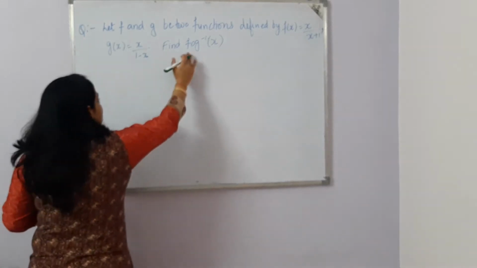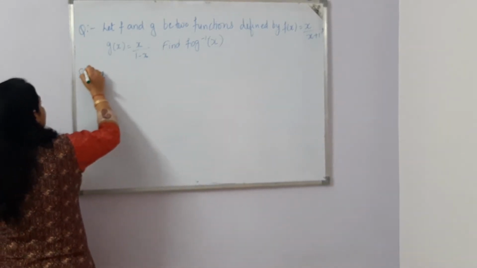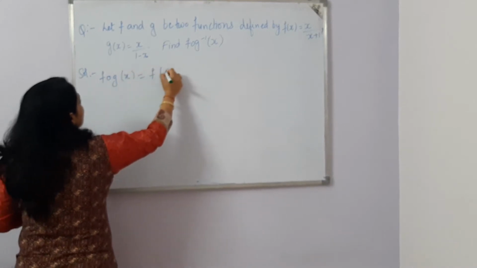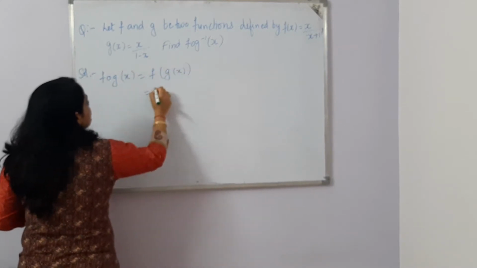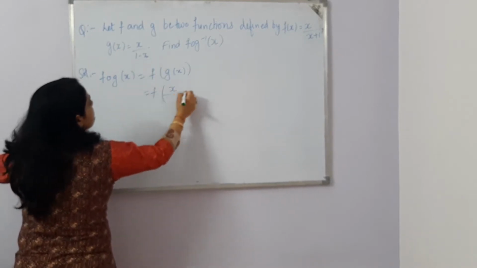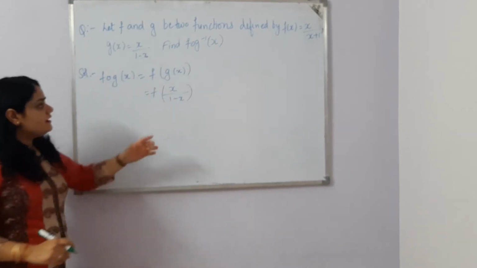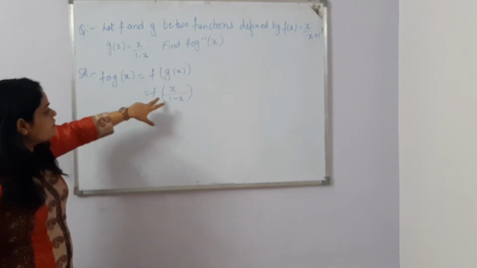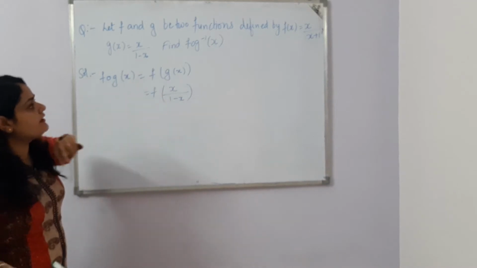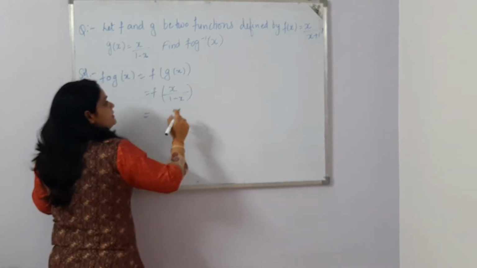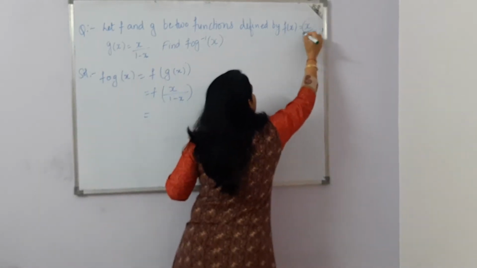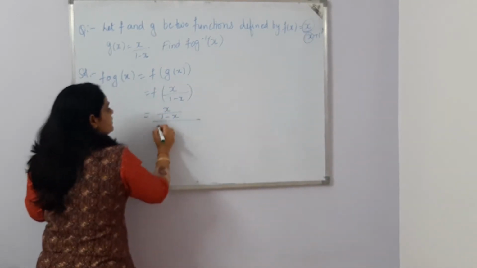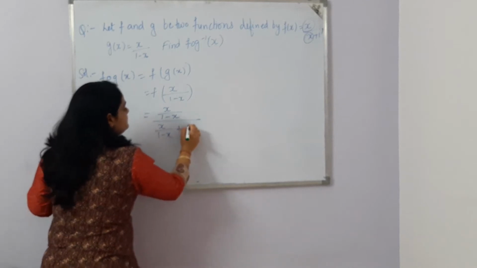First of all, we need to find f of g of x. What is the value of g(x) here? g(x) is x upon 1 minus x. Now, we need to substitute x upon 1 minus x as the variable in the function in place of x. So in place of x, here it is x, here it is x. Here we substitute x upon 1 minus x, whole upon x upon 1 minus x plus 1.